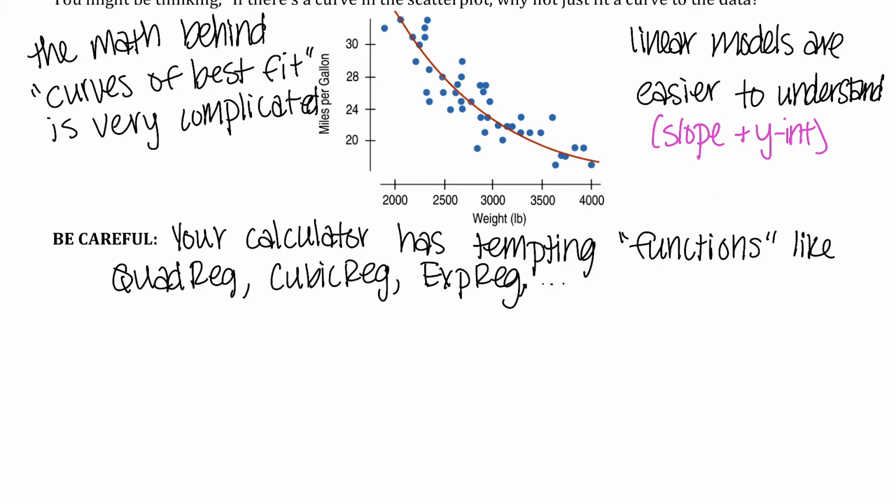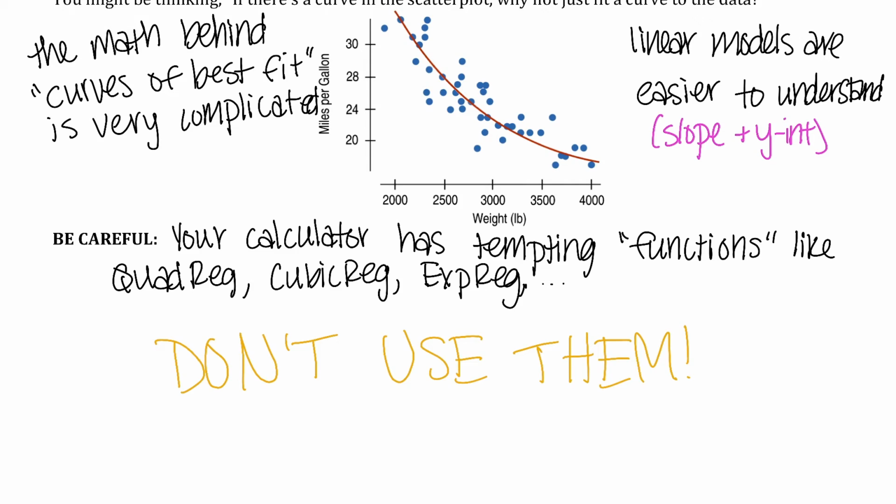So, as tempting as it might be to say, well, I don't want to go through the ladder of powers, why don't I just use one of these? Don't use them. They don't count for anything in this class. They don't count for anything on the AP exam. They aren't even really that great. Don't do it. Okay? LinReg, that's the one you use. That's the only one you use.